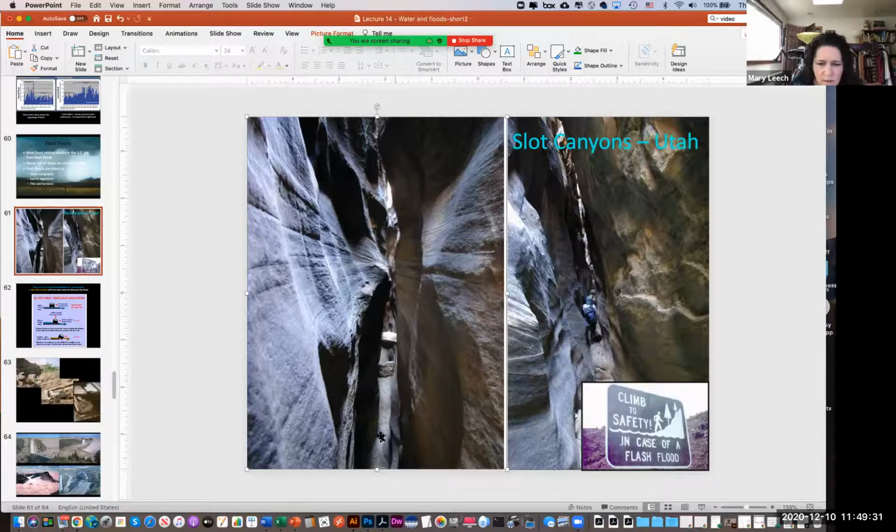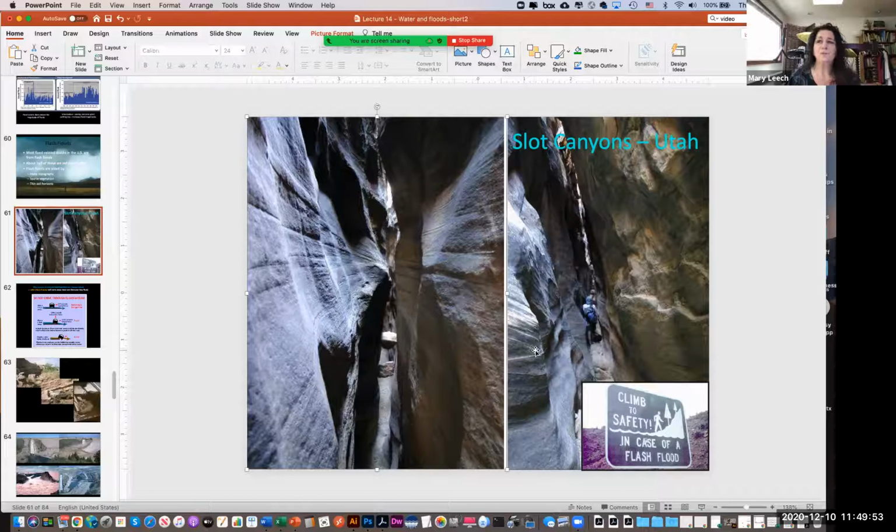The floor is down here. These are suspended 10, 15 feet up high. That means the water was at least 10, 15 feet high in the slot canyon and carrying rocks as big as these boulders. That's what that means. So that's not a place you want to be during a flood.